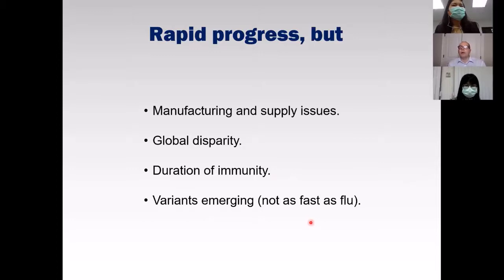Much like flu, where flu changes and we have to update the vaccine, we're now starting to see the SARS-CoV-2 virus change. At this point, we're not sure if we're going to have to update the vaccine to chase it, but it's looking a little bit like that potentially could be the case.